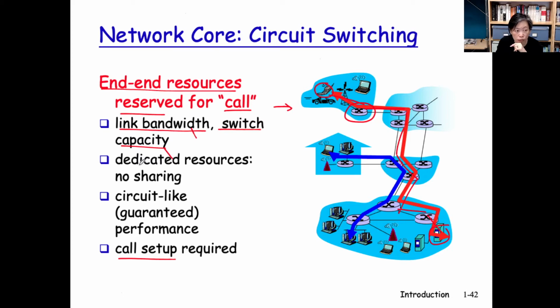But then you see, as Polly was describing, this circuit here, resources are all dedicated. When data are being passed, no delay, no loss. Really nice. And we call that circuit-like performance. That implies delay and no loss are guaranteed. Low delay, no loss, guaranteed. Similarly, for the blue circuit.